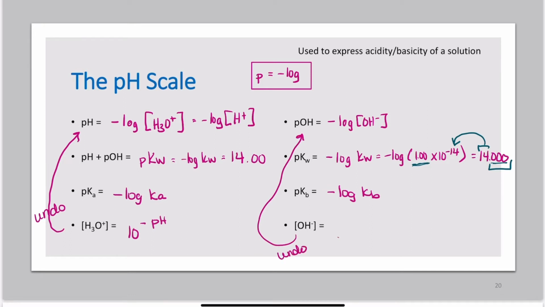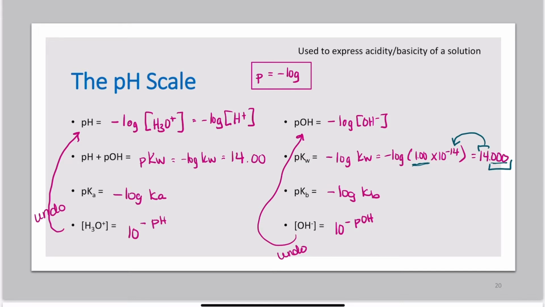To undo that, I'm going to say 10 raised to the negative pOH. Again, there are tricks to remember that. You can remember that a lowercase p means negative log of whatever follows. So pH is the negative log of H plus concentration. pOH is the negative log of OH minus concentration, or hydroxide concentration.